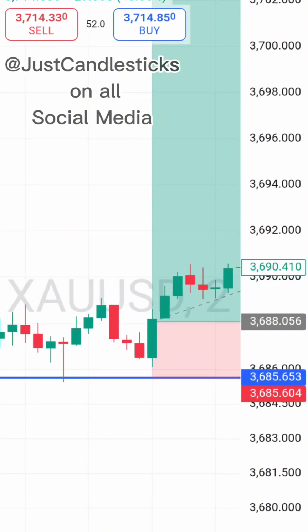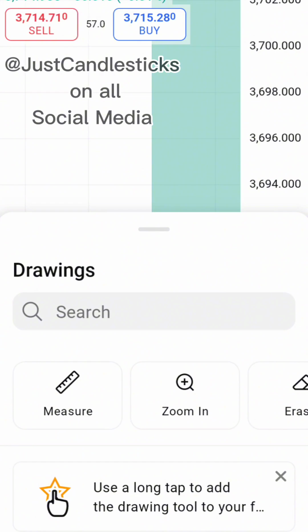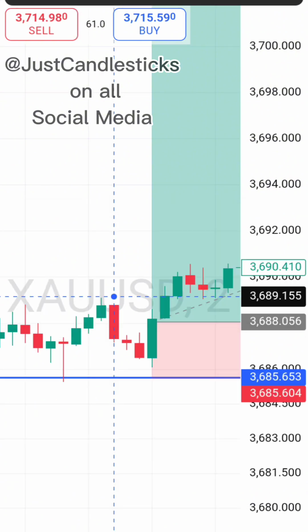So what did it do? The market went up and it came down. After it came down, it gave me this entry. So this is my entry, this is my stop loss. Okay, this is the entry, this is the stop loss. You see how much we are risking? We are risking very small. Let's check what we are risking.